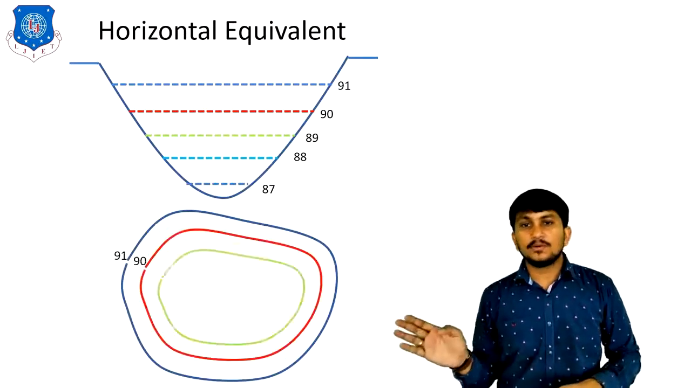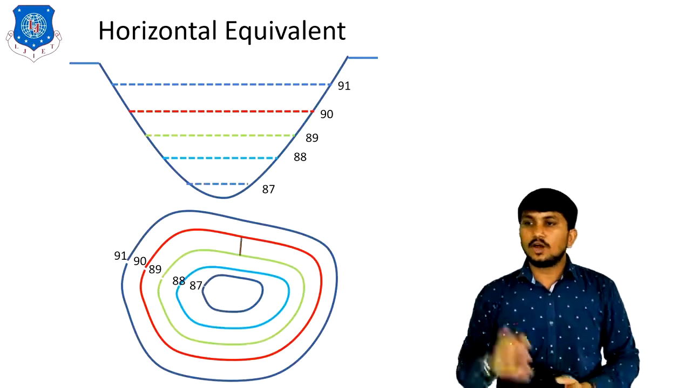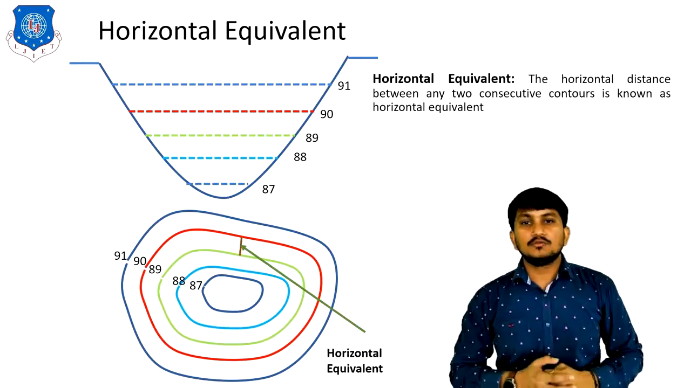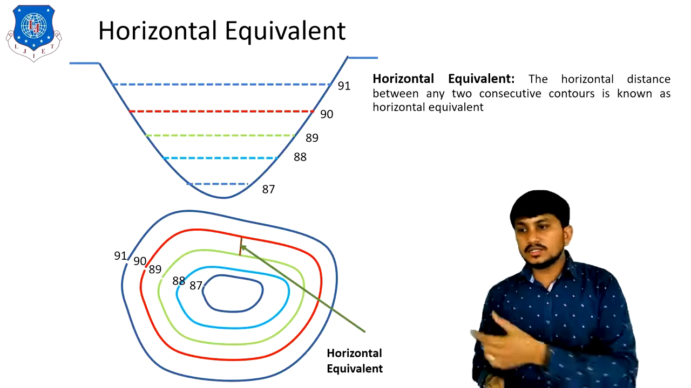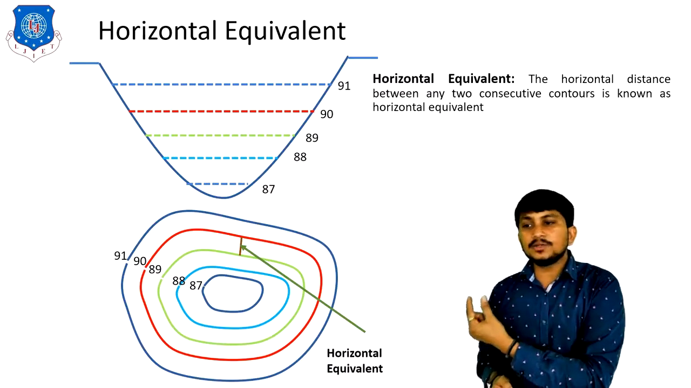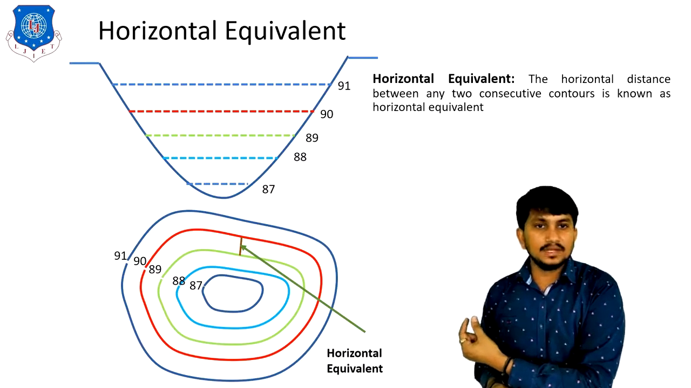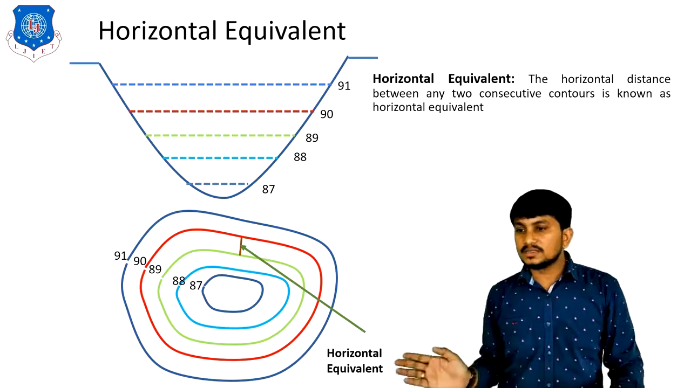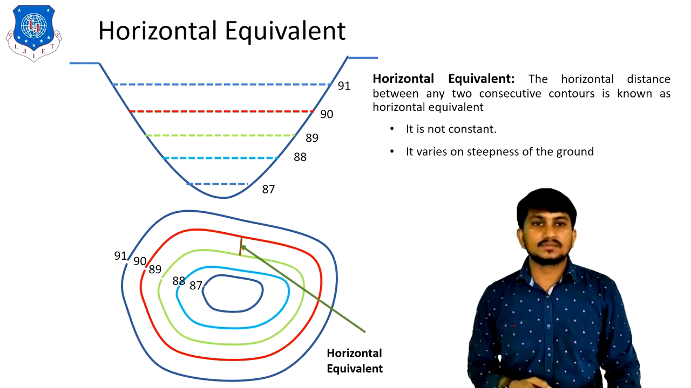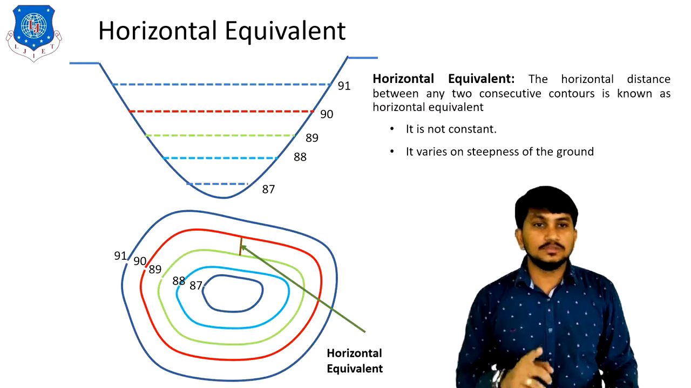This is the contour map of a pond, of the above figure. What is horizontal equivalent? This is the horizontal distance between any two consecutive contour lines. You can clearly see the horizontal equivalent. It is not a constant value.